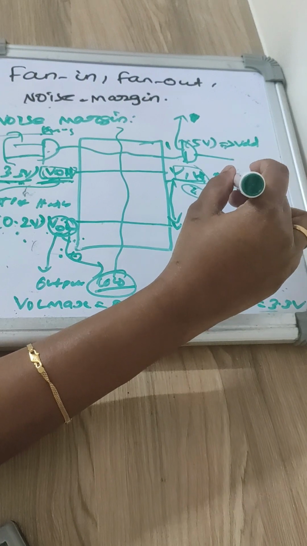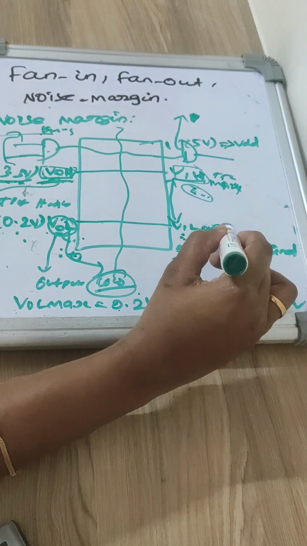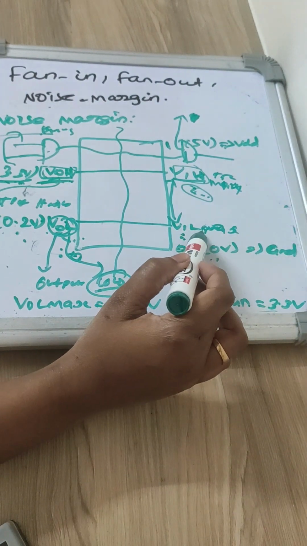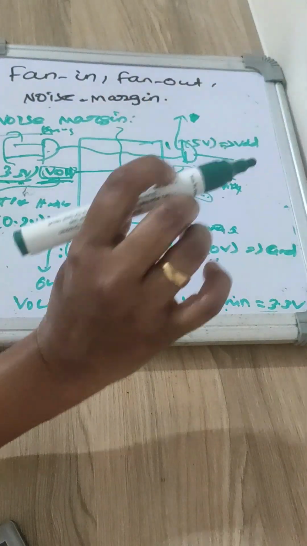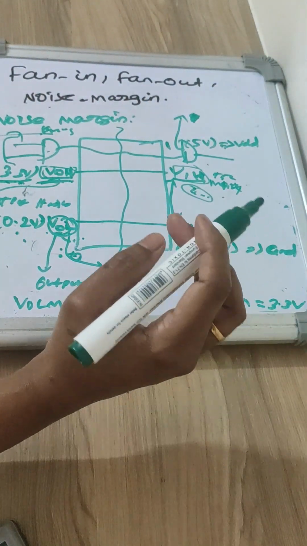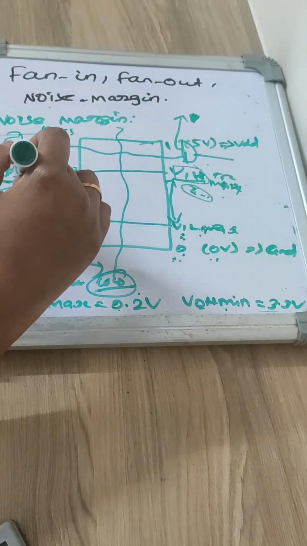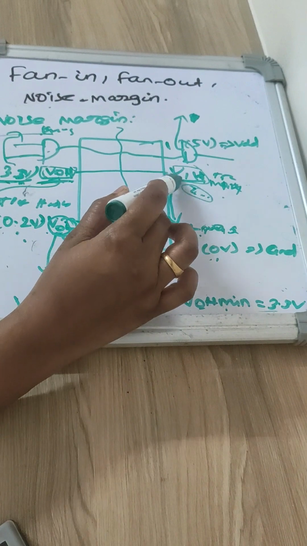Okay, sorry, here it will be min and here it will be max. Same like that. The max value could be this one and the minimum value could be this one, to sense this as high. This is what the expectation is. Now consider here this is 3.3 volt. So what should be the expectation here?